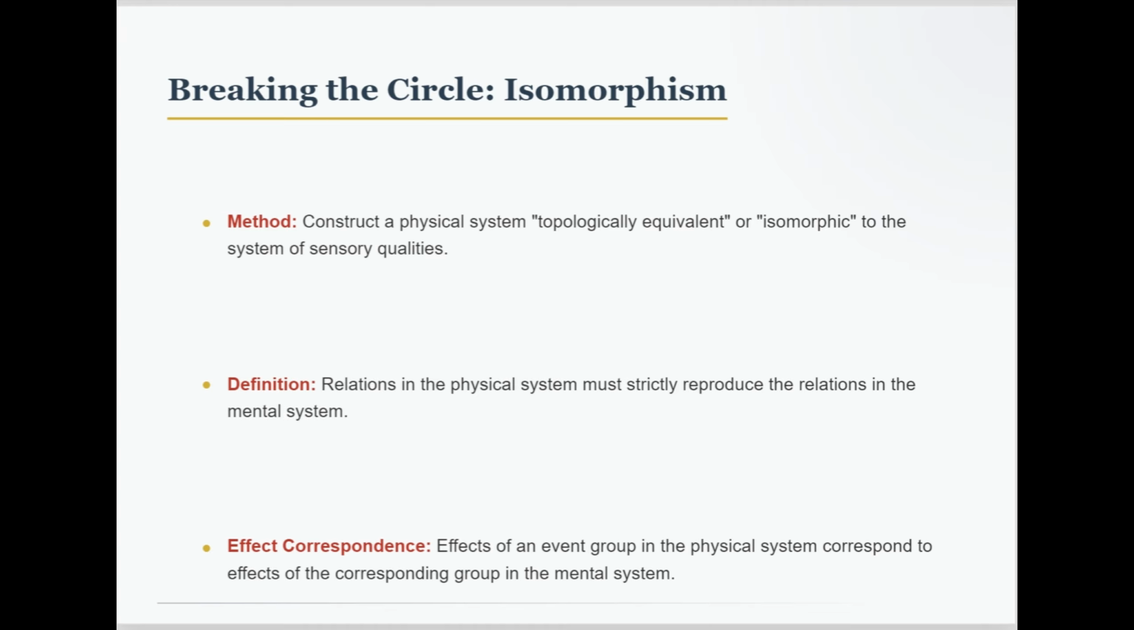We propose building a bridge between the mental and the physical. Not a bridge made of words, but a structural bridge. We call this isomorphism. Think of it like creating a perfect blueprint copy. If you have two systems, say System A, physical, and System B, mental, they are isomorphic if every relationship within A mirrors exactly the corresponding relationship in B. It's not about the bricks being the same, but the way the bricks are arranged and connected. So, if a group of events does something specific in the physical system, the corresponding group of events should do the same thing in the mental system. This is our key tool to avoid that circular reasoning trap.